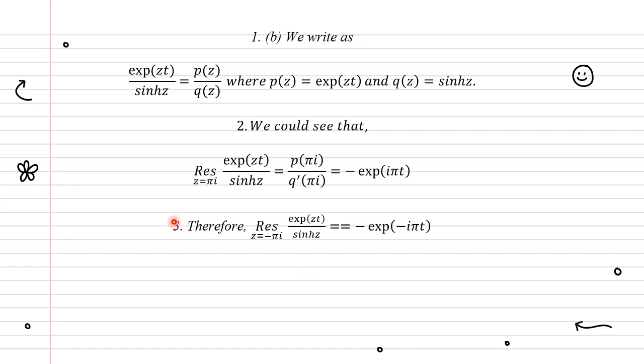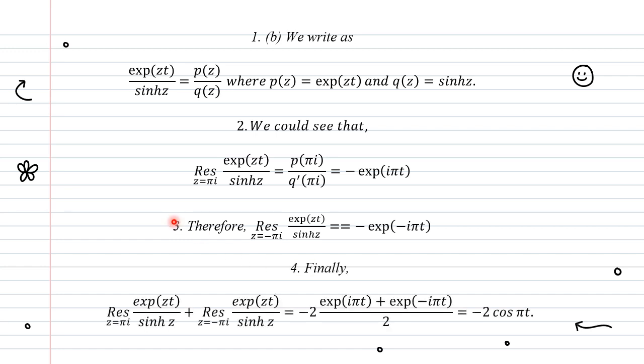So it's quite easy to show. Finally, since what they wanted us to do was to sum these two expressions together, when we simplify this a little, we will finally get negative 2 times the cosine of pi t.